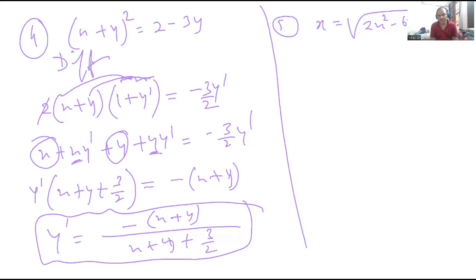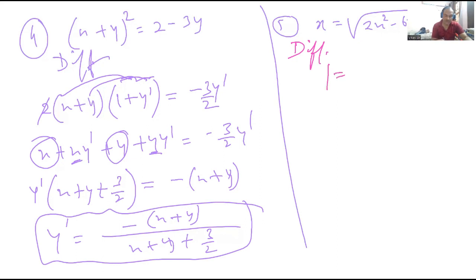Now, there's another question. This is x is equal to under root 2x square minus 6y cube, and you have to first write down the differentiation, the d by dx. You have to write it down yourself. Now here I am differentiating it. On the LHS, there is simply x. x will give you a 1.